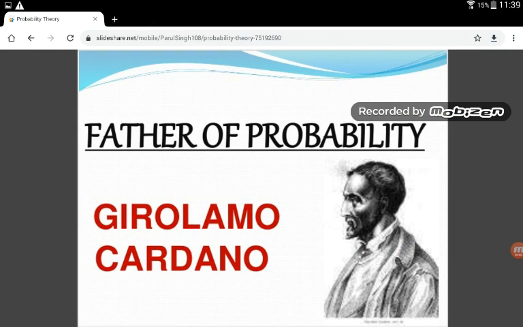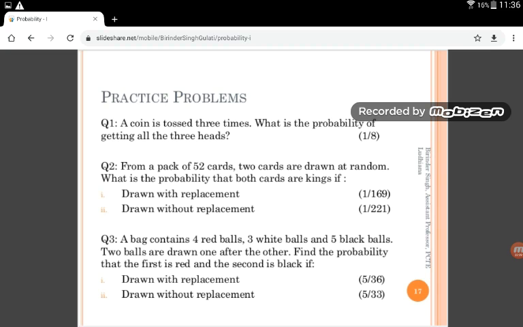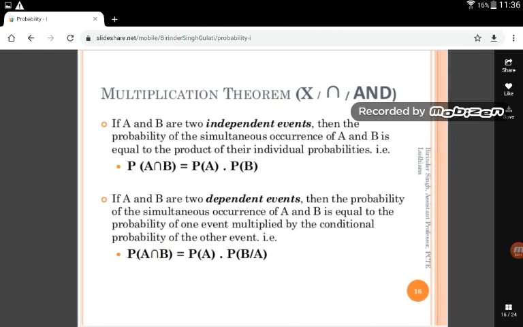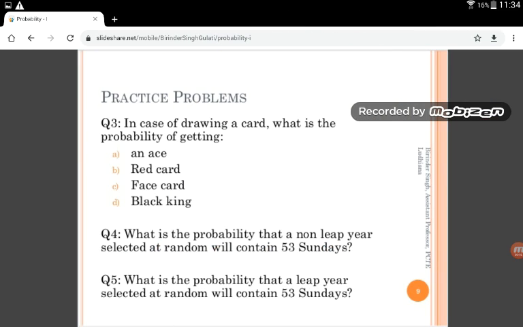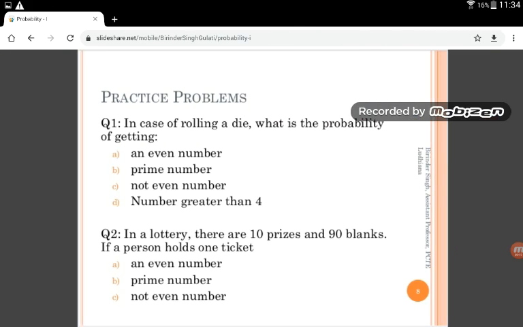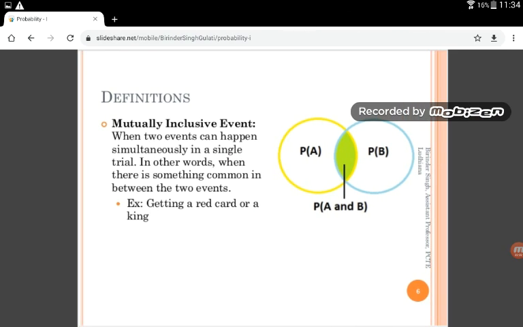And the father of probability was Girolamo. There are several types of practice problems which we have to do in probability. I know that the probability concept is a little bit confusing topic, but we are going to solve the problems of probability one by one, so that it will make you understand it more easily.